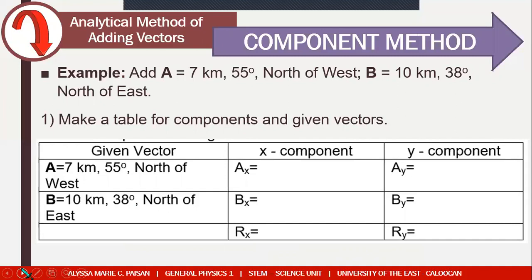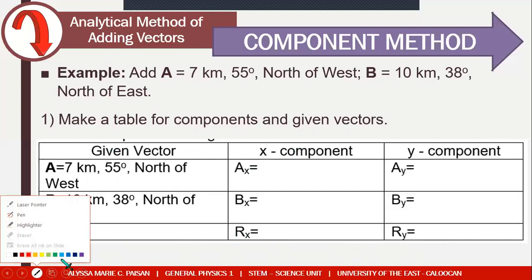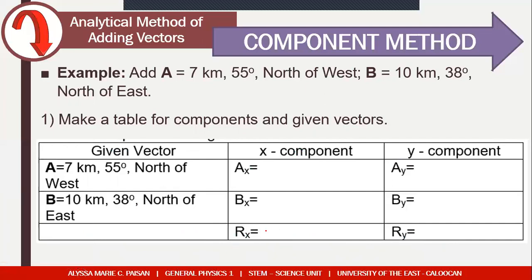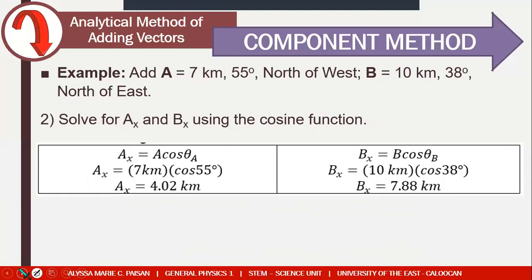So the first step here is to make a table for components and given vectors. It's composed of 3 columns, one column for the given vector, one column for the x component, and then one column for the y component. And then at the very last row, you have to write r sub x and r sub y. What do these two mean? This means that this is the x component of the resultant, and then this one is the y component of the resultant. So your resultant also has components.